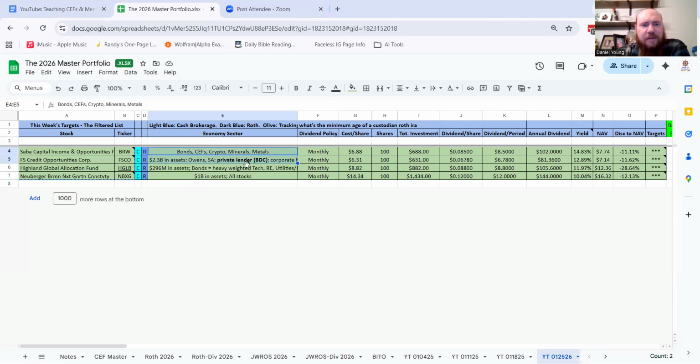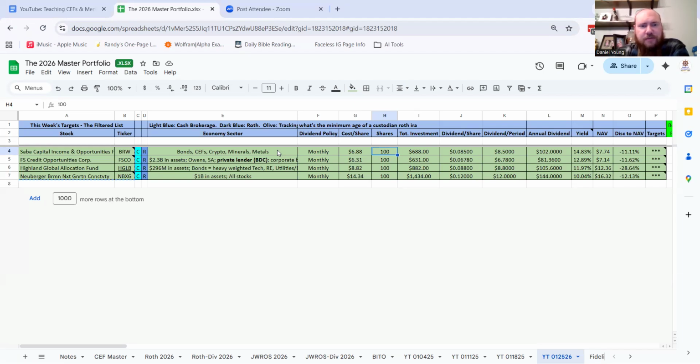BRW and FSCO, I think, are great in tandem. At least that's been my strategy. They're all listed at 100, but we're not buying everything, so disregard that for right now. BRW and FSCO both have dipped for whatever reason in the current market, and it still makes the most sense for us to be there.